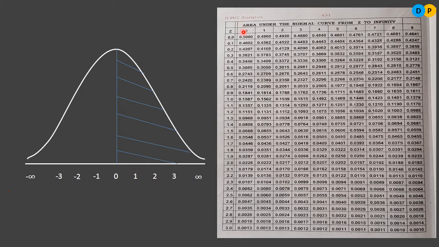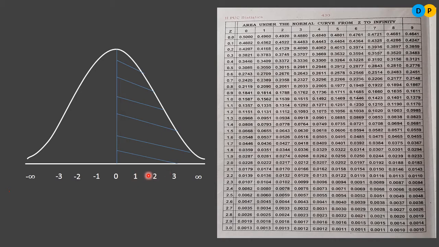Please notice here. For example, if I would like to know the area from 0 to infinity, the value is 0.50, obviously, because the straight line from the mean to the top of the curve divides the entire normal curve symmetrically into two equal halves. That's why 0.5. On the other hand, if I want to find the area from 1 to infinity, then the answer is 0.1587.